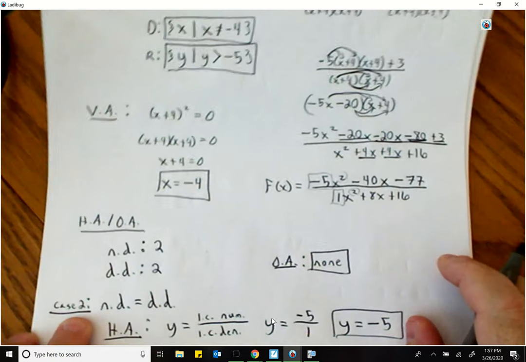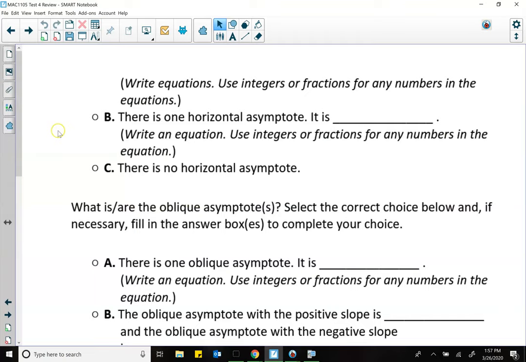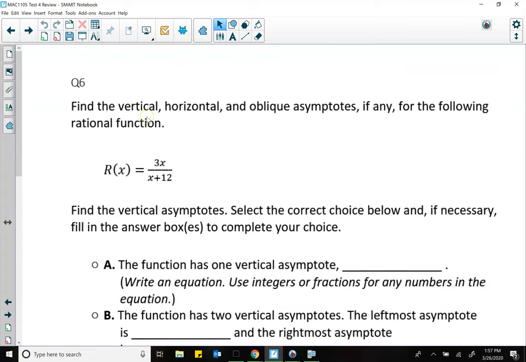So let's go in and talk about those answers now for the horizontal and the oblique. So the horizontal, we would choose 1, and it would be y equals negative 5. And then down here for the oblique, you would choose none because it doesn't exist. And that is question 5. Let's jump into question 6. So this one, it just wants to know, are there any vertical, horizontal, or oblique? So again, this is 5.3.